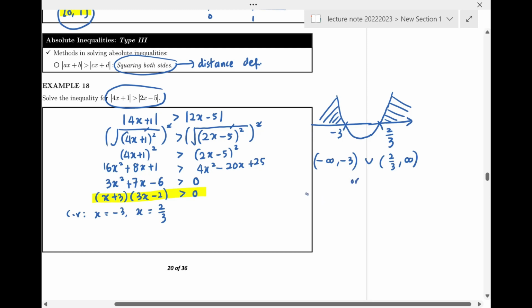In solution set, x. So one is x less than negative 3. Another one is x greater than 2 over 3. How to combine this? We put or. Okay, so we are done with example 18.